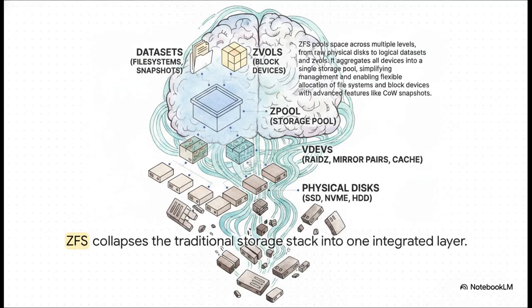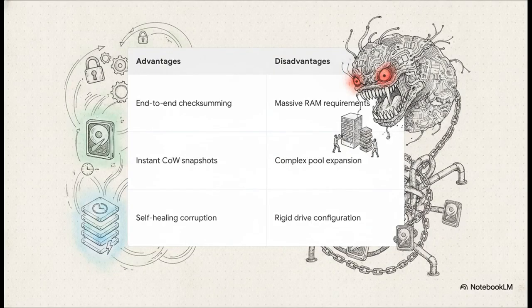You have physical disks grouped into VDEVs, which make up a massive storage pool, which is then carved into datasets and ZVols for your virtual machines. It's the whole shebang in an incredibly elegant package. Because of all this, ZFS is widely considered the absolute gold standard for data integrity. It performs end-to-end checksumming on every single block of data. If it detects silent corruption, it just self-heals automatically.